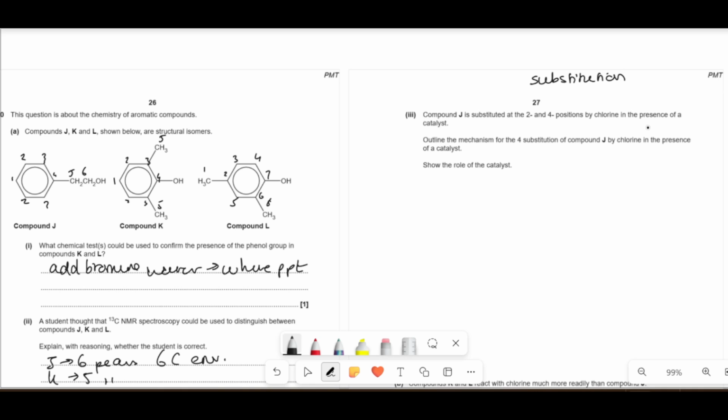We need to think, why is chlorine attacking the benzene ring? The benzene ring is rich in electrons. So it's something that wants to go for something with a lot of electrons. It wants to accept the pair of electrons, so it's electrophilic substitution for that exact reason.